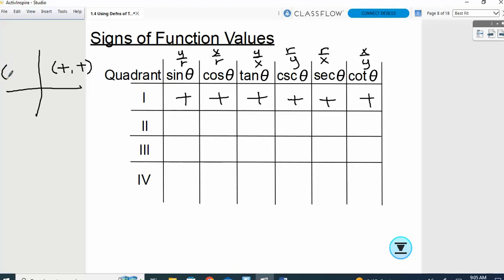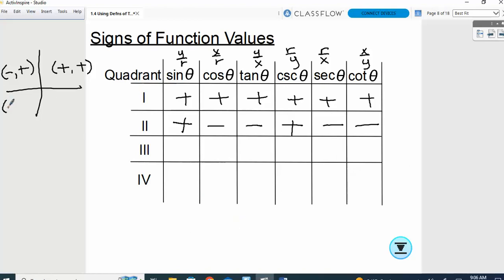In quadrant 2, is your x value positive or negative? Negative. And our y value is positive. Okay, so y divided by r, y and r are both positive, so that's still positive. And if sine's positive, that means cosecant is also. Cosine, x over r, so a negative over a positive would be negative, which means secant is also negative. Tangent, y over x, so a positive and a negative makes negative, which means cotangent is also negative.